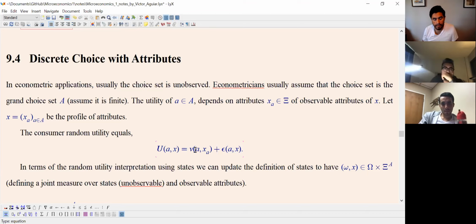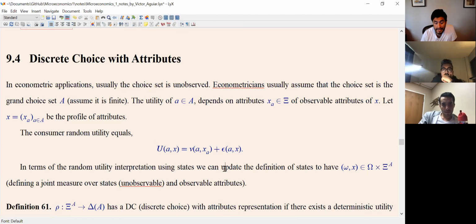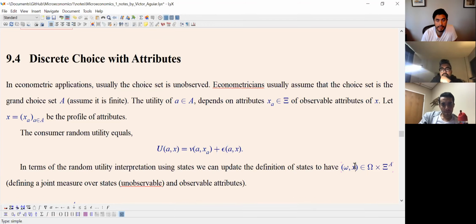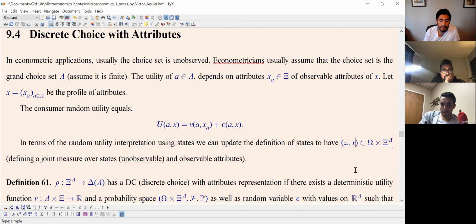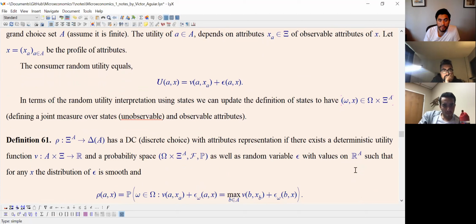In my slides and in the PDF it is a bold symbol. So in terms of random utility interpretation, we can use states to define this extended state space when you have the joint probability over omegas, which are the unobservable attributes, and X, which are the observable attributes. And then we can define here this probability. So in other words, now there is randomness because of the whole vector of attributes, which is a mix of unobservable attributes omega and observable attributes X.